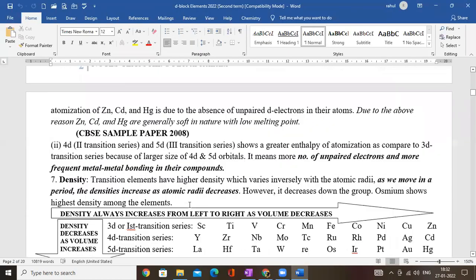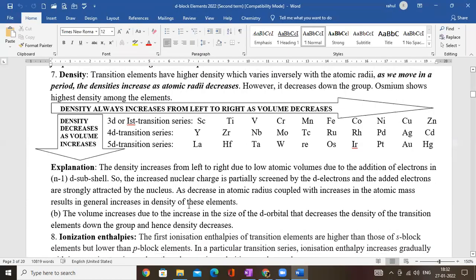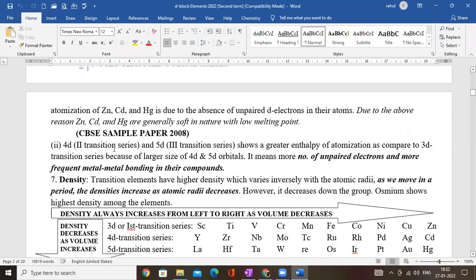So I have written this point here, that 4d, the second transition series, and 5d, यानी third transition series, show a greater enthalpy of atomization as compared to the 3d transition series because of the larger size of 4d and 5d. It means they will have more number of unpaired electrons, and more frequent metal-metal bonding will be possible in them, and that's why they have a higher enthalpy of atomization.